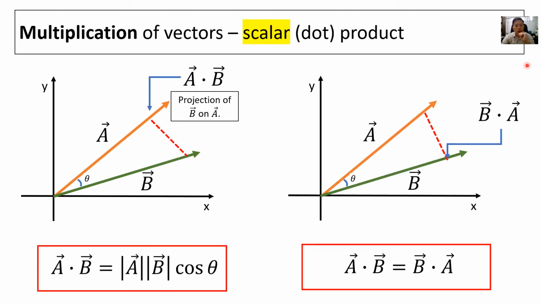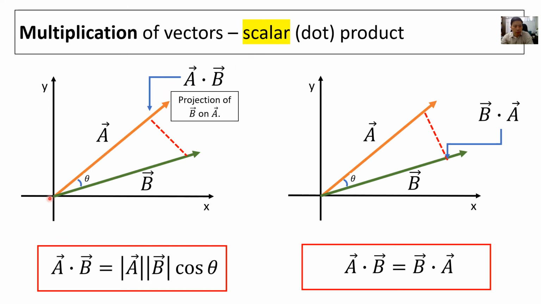Now let's go to the multiplication of vectors. There are two kinds of multiplication: the scalar product and the vector product. A scalar product is also known as a dot product. And here we look at an example of a scalar product.